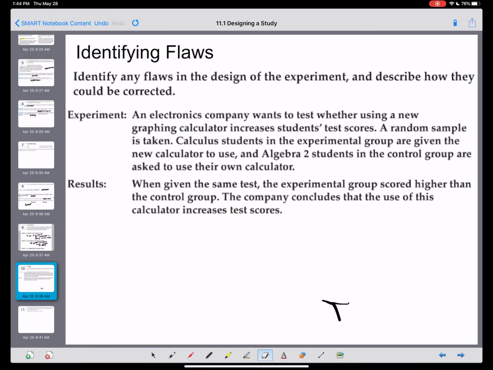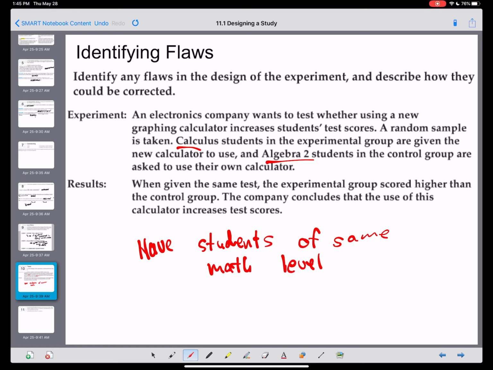So here, essentially what is happening, the flaw is that you're asking calculus students and algebra 2 students. Calculus students would probably know more than the algebra 2 students, right? Like, calculus students would just know more math, right? It doesn't really test the calculator, it would just test the students' knowledge in general, right? So that's the flaw in this experiment, that you're asking calculus and algebra 2 students. Now, how would you fix this? Have students of the same math level do the experiment.